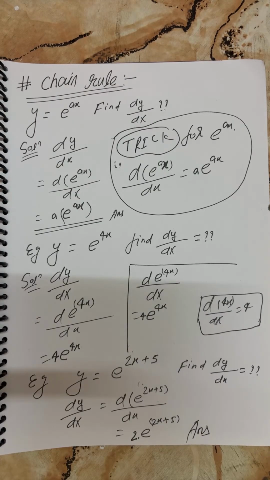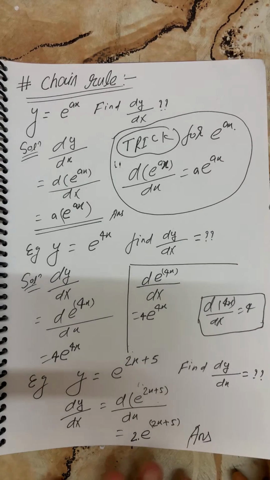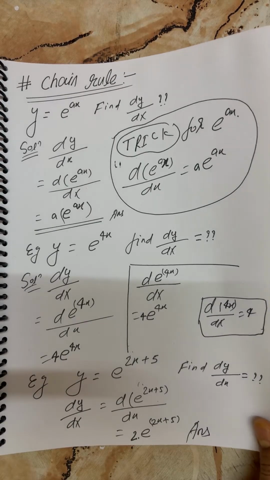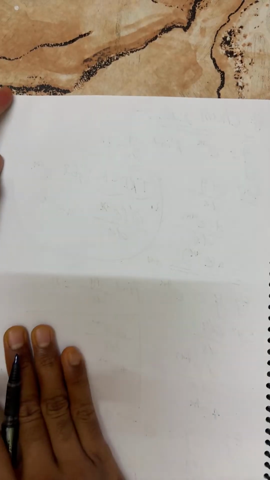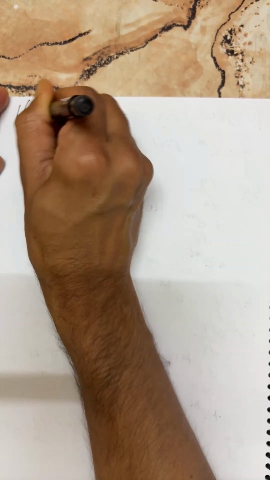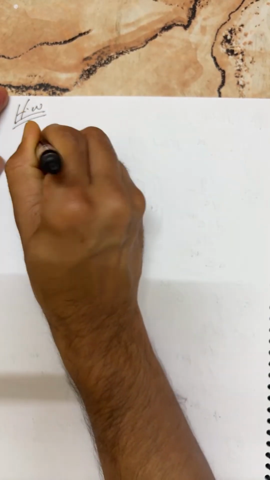Now students, I'm giving you a few numericals as an assignment, based on the chain rule as well as the division rule. Okay, so come to the point. Homework, beta: everywhere find dy by dx. I'm not writing it again and again.